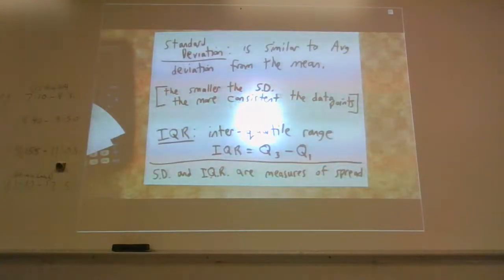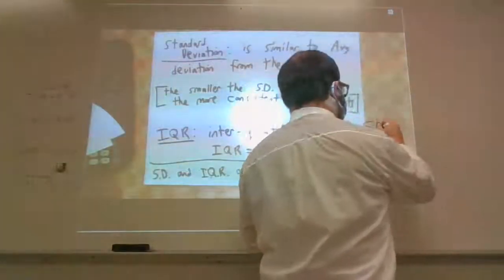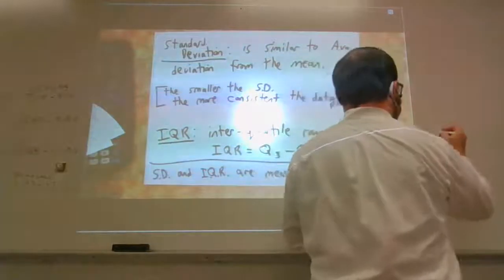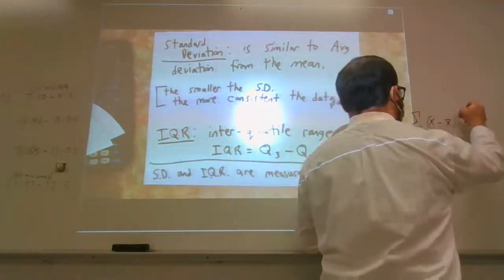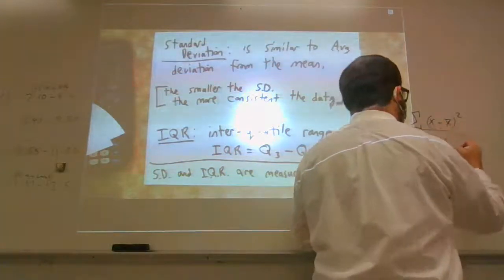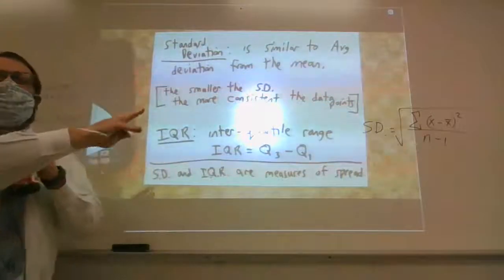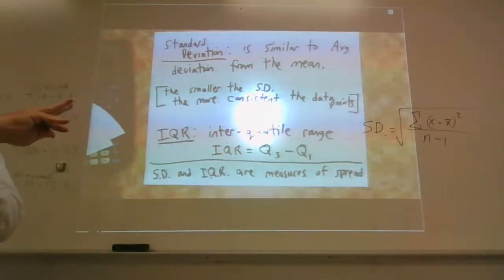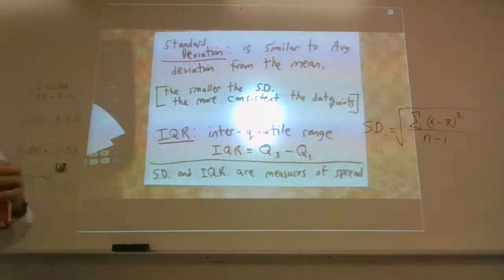Now, I'm going to show you something, but you're not going to have to know this formula. I'm going to write something on the board, but I'm going to erase it because you are not going to have to know how to do it. Standard deviation is the sum of all of the deviations from the mean squared divided by n minus 1, and then a giant square root around the whole thing. Trust me, the calculator is going to do it for you, so you don't have to worry about that.